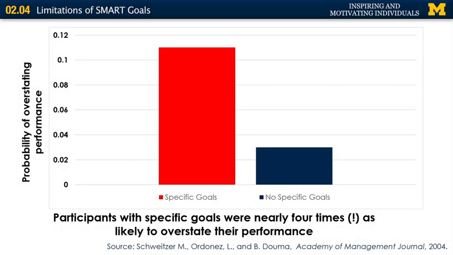Research by Maurice Schweitzer and colleagues shows that individuals who have specific goals are 4 times as likely to overstate their performance, essentially lie about their performance, compared to individuals that don't have specific goals, such as those that have a do your best type of goal. What's even more disturbing is that it's those people who fall just short of their goal that are especially likely to lie about their performance. So it creates a pretty significant concern with respect to these near misses and unethical behavior in organizations.